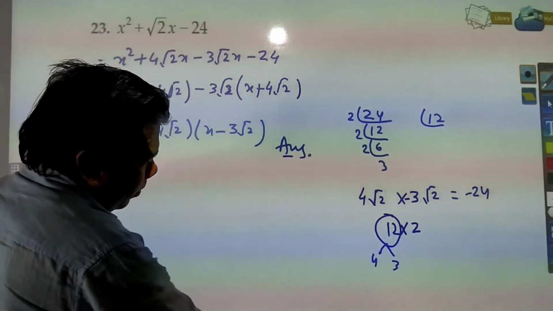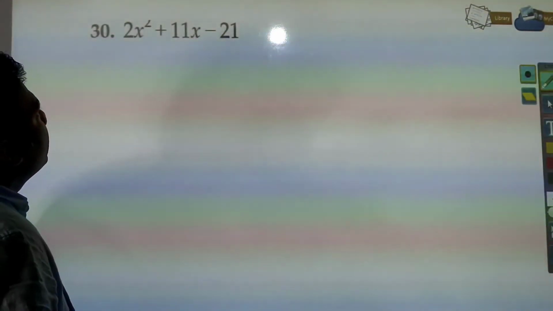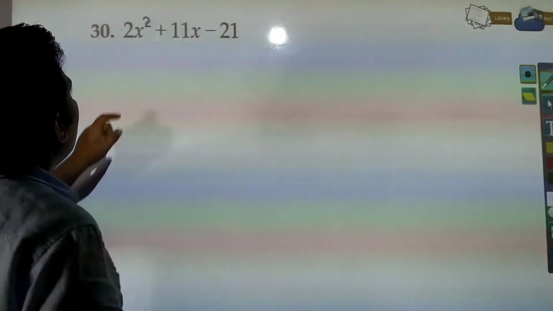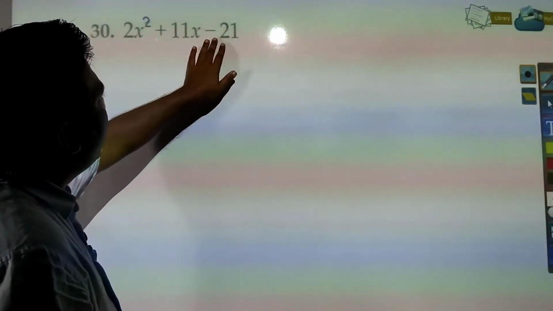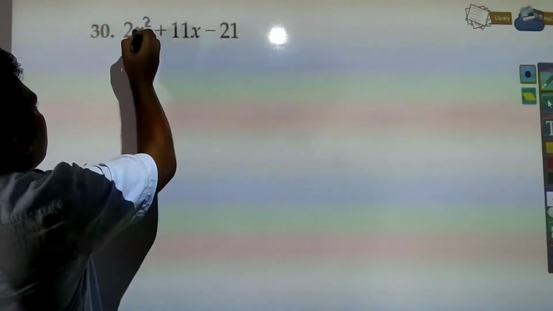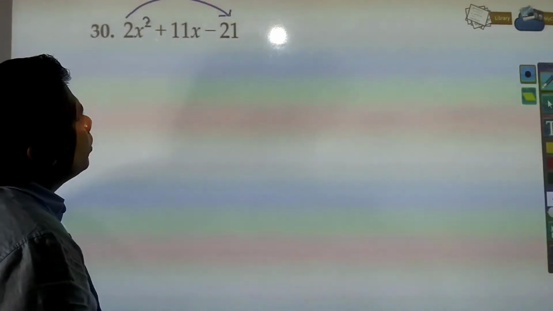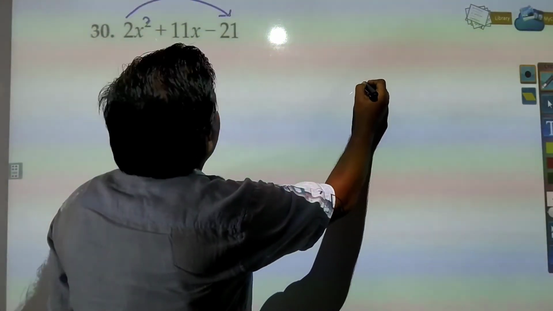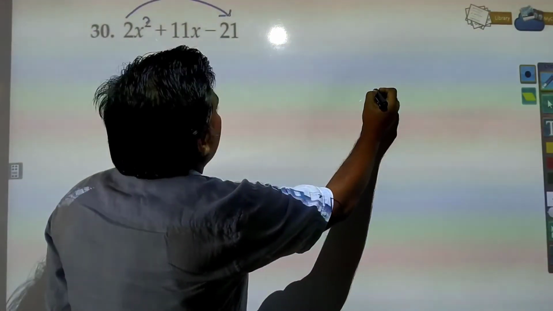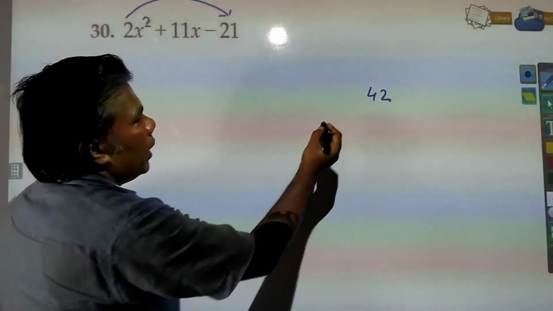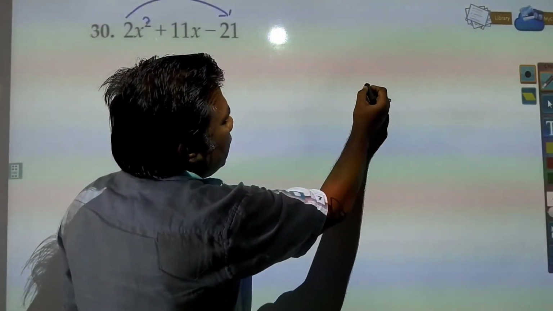Next we will see 2x square plus 11x minus 21. So again coefficient of x square and 21 will be required to be multiplied. You will get minus 42. Minus 42 you will get. So this is required to be factorized.